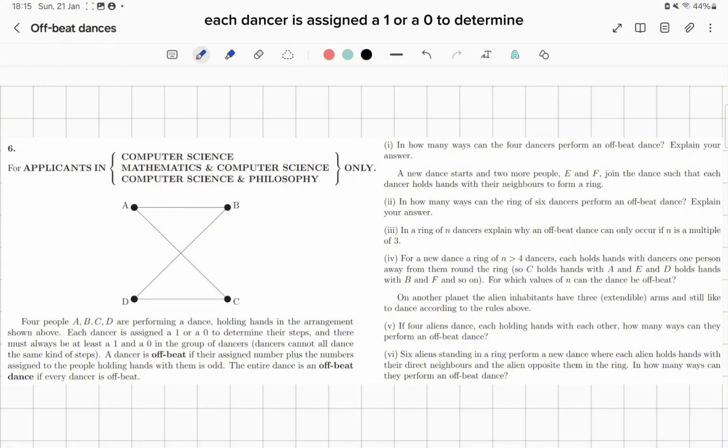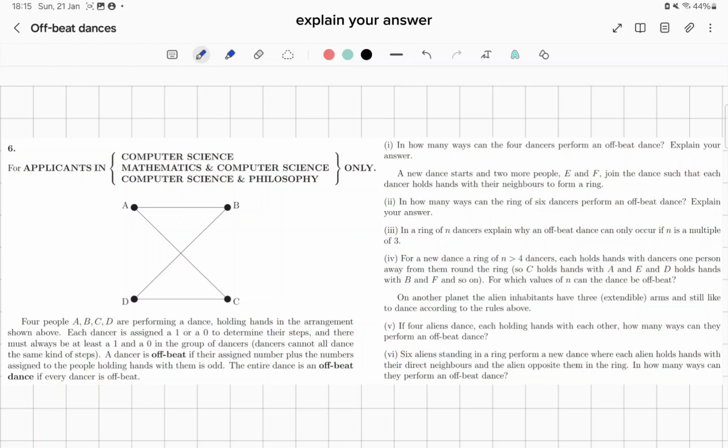Each dancer is assigned a 1 or a 0 to determine their steps, and there must always be at least a 1 and a 0 in the group of dancers. In other words, dancers cannot all dance the same kind of steps. A dancer is offbeat if their assigned number plus the numbers assigned to the people holding hands with them is odd. The entire dance is an offbeat dance if every dancer is offbeat. Part 1. In how many ways can the 4 dancers perform an offbeat dance?